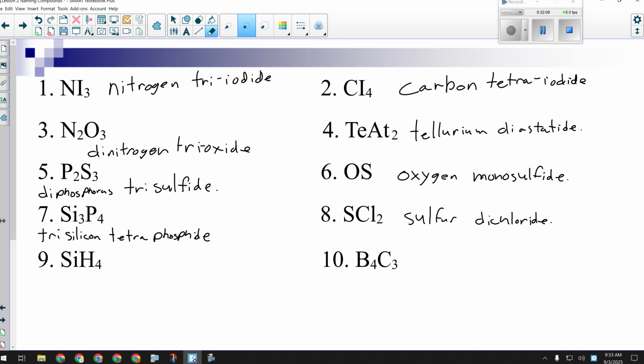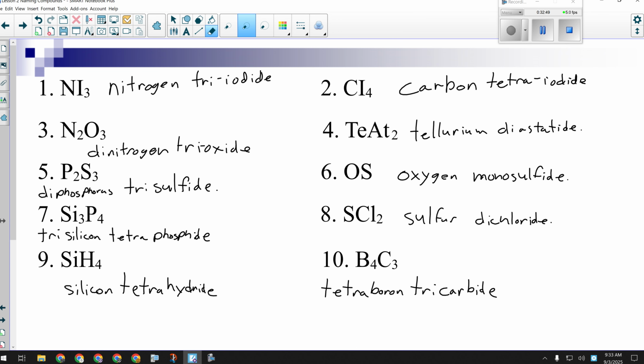Then number 9, silicon is a single, so I don't need a prefix on that one because it's first. And what prefix is going on the hydrogen? Tetra. And how do I write the hydrogen if it's second? Hydride, right? Behaving as a non-metal in that case. And then number 10, tetraboron tricarbide. The abbreviation for carbon is carbide.